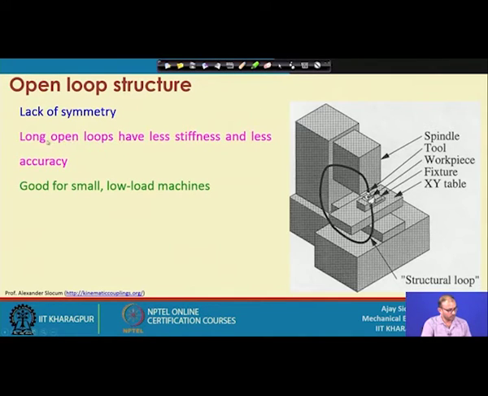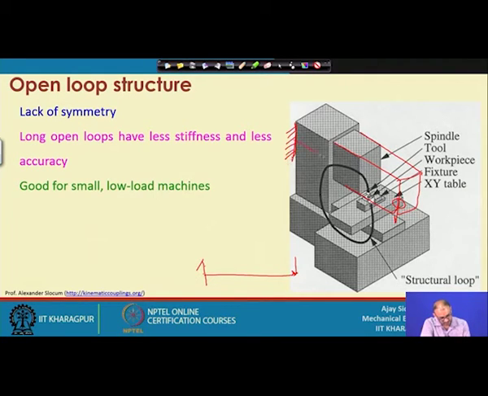So, what is the problem? The long open loop has less stiffness and less accuracy. Long open loop means that suppose this particular thing is a little bit extended, and consider this is more extended and your tool is located here. So, whenever you put a force here, you know that it works as a cantilever beam. This one is the fixed one. Now, let us consider a cantilever beam here itself.